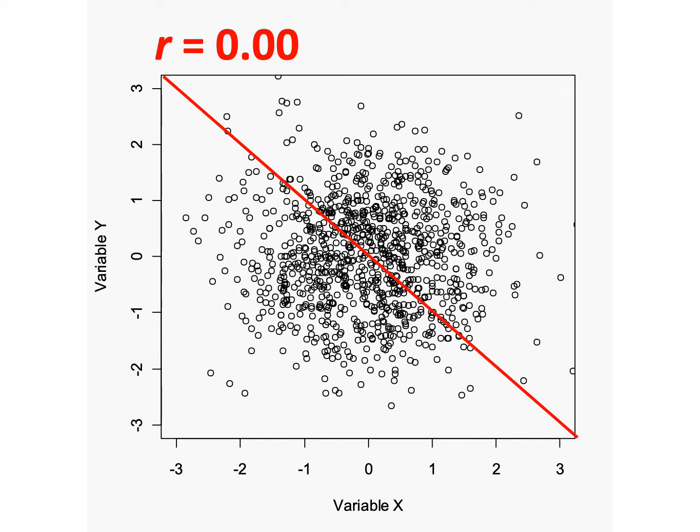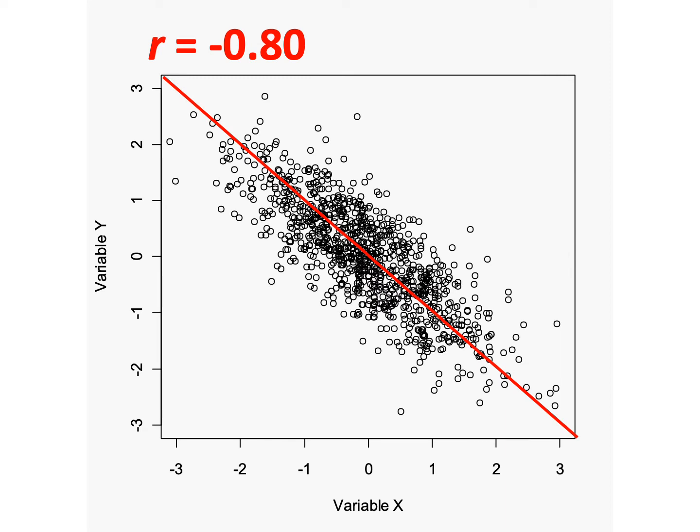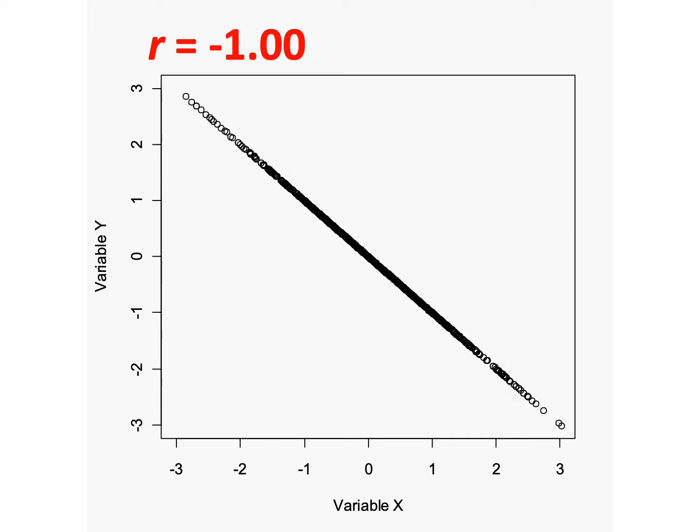Here is a correlation of 0 again. X and y are unrelated. Here is a correlation of negative 0.5. You can see the relationship is stronger and the dots are getting closer to the line. Here is a correlation of negative 0.8, a correlation of negative 0.95, and here is a correlation of negative 1. When r is equal to negative 1, x and y have a perfect negative relationship. You cannot get a stronger negative relationship than this.